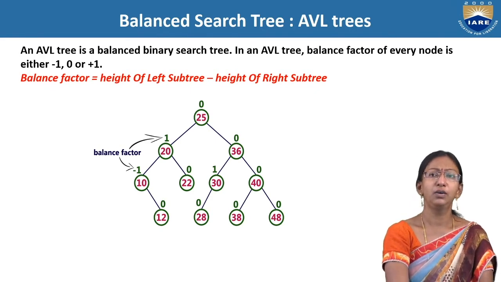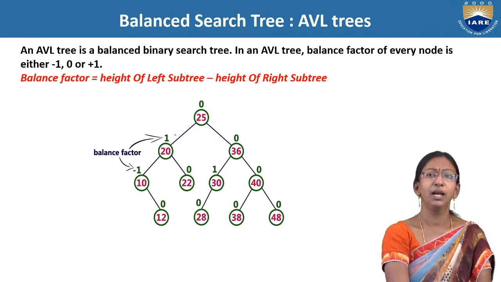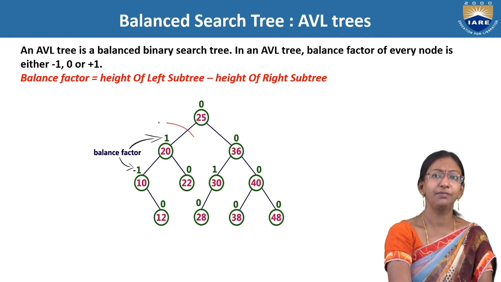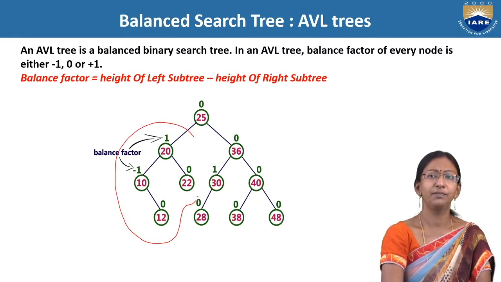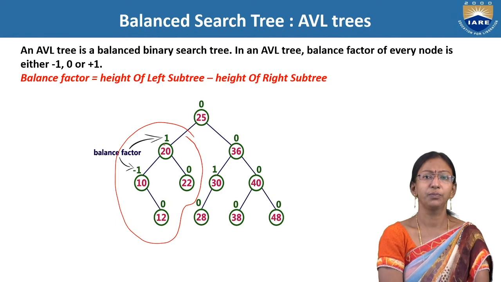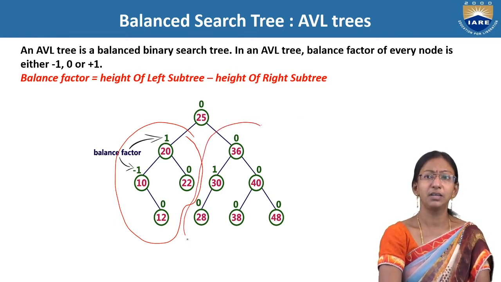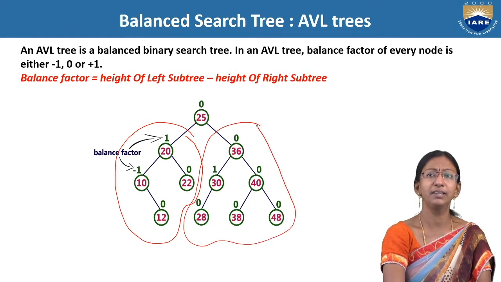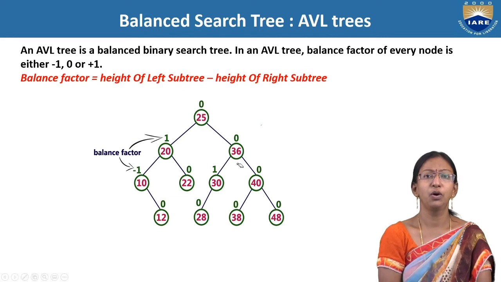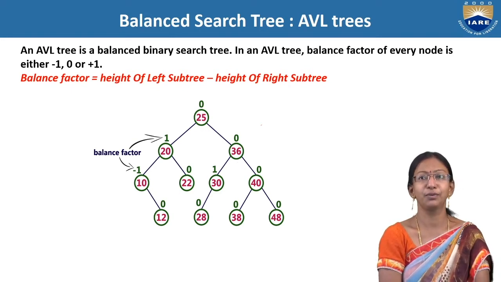Coming to the root node, calculate the height of its left subtree. This is the left subtree. Its height will be 3. Coming to the height of its right subtree, this is the right subtree, and its height is 3. So the difference of these two is 0. So at the head of it, I have given 0.